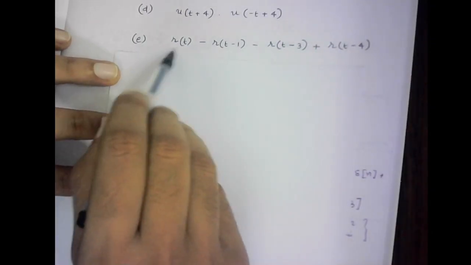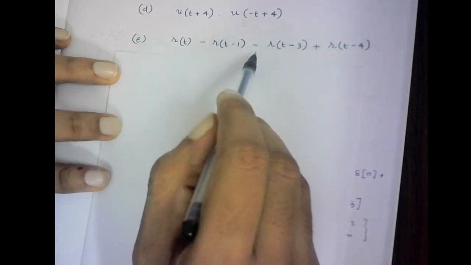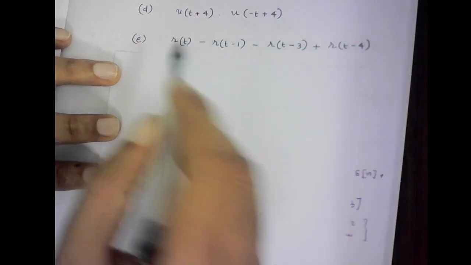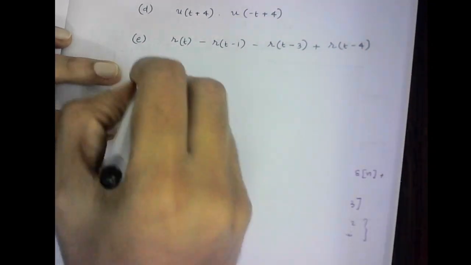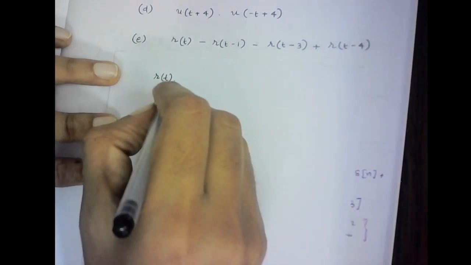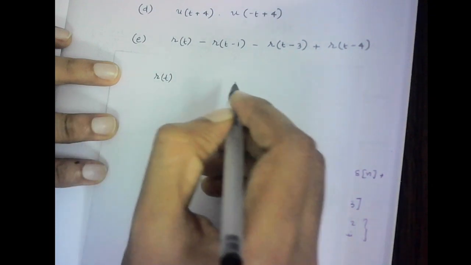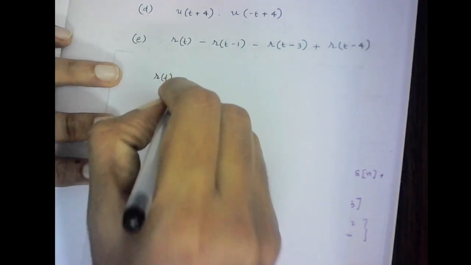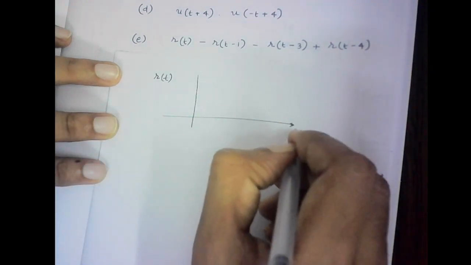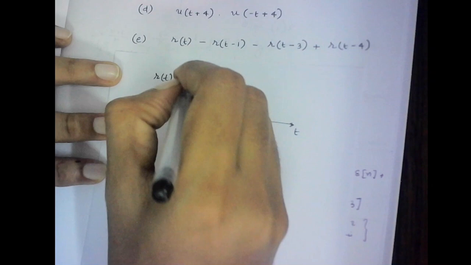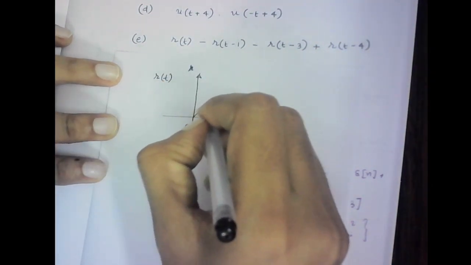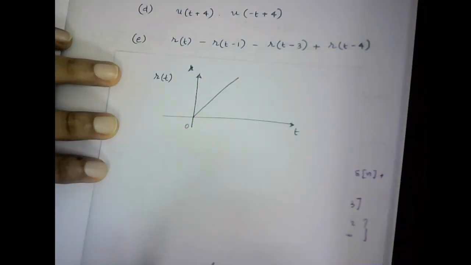So you need to sketch r of t minus r of t minus 1 minus r of t minus 3 plus r of t minus 4. So you know what is r of t, right? r of t is a ramp signal. So it is t for t greater than or equal to 0 and 0 otherwise. So the plot of r of t will be, if this is t, and I am plotting r of t, so this is 0. So it will be a unit ramp like this.